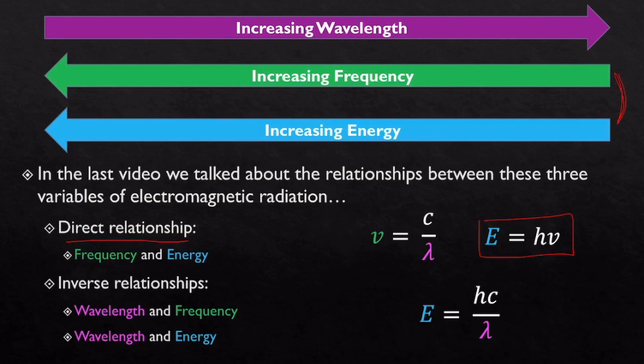The inverse relationships exist between wavelength and frequency. We can see that in this equation right here. They're inversely related to each other. And then we've got another inverse relationship between wavelength and energy right here. We can see that up in the arrows, because as wavelength increases going this way, both of these variables are going to be decreasing. So I just wanted to point that out.